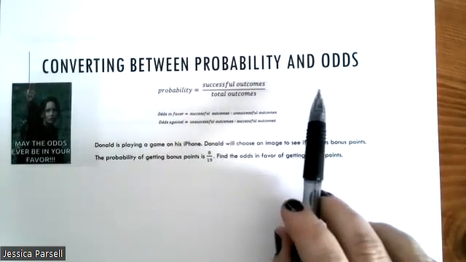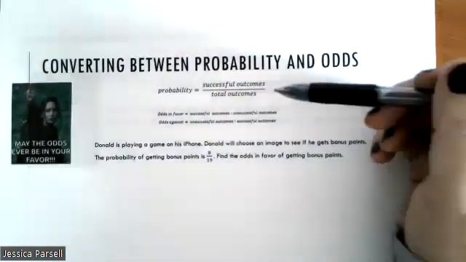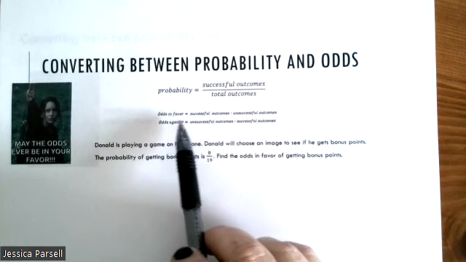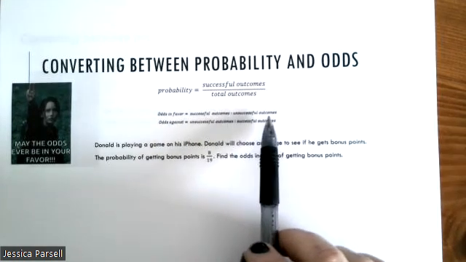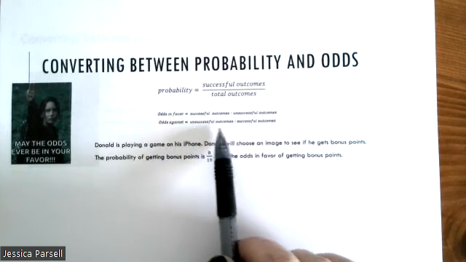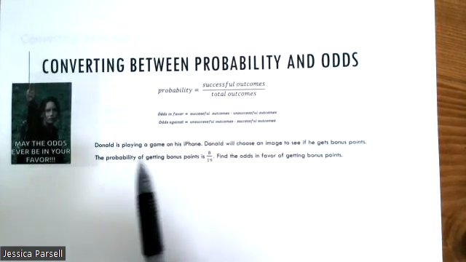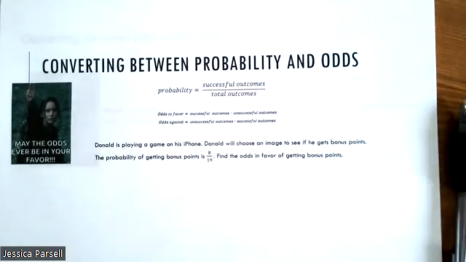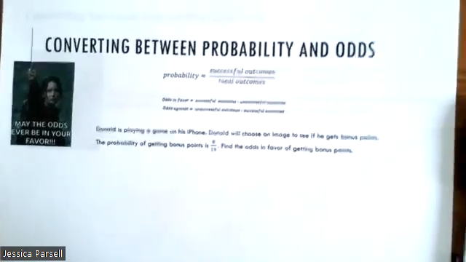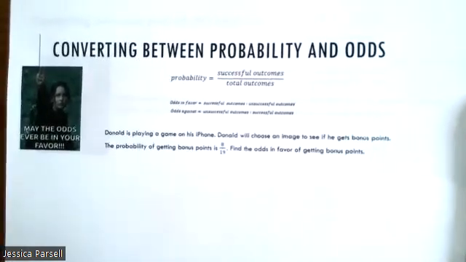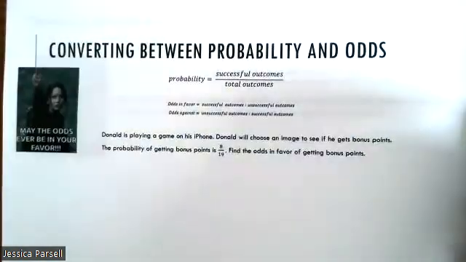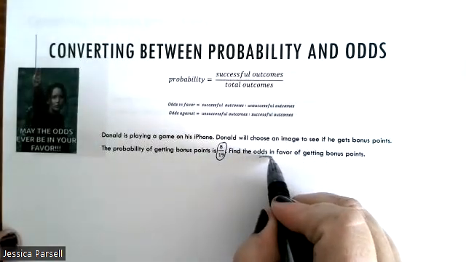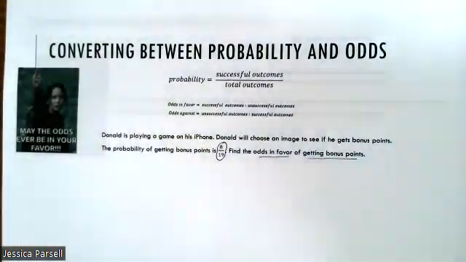So converting between probability and odds, we know probability is shown to us as successful over total. And then we know odds in favor is successful outcomes to unsuccessful outcomes, or odds against is unsuccessful to successful. So Donald's playing a game on his iPhone. Donald will choose an image to see if he gets bonus points. The probability of getting bonus points is 8/19. Find the odds in favor of getting bonus points.